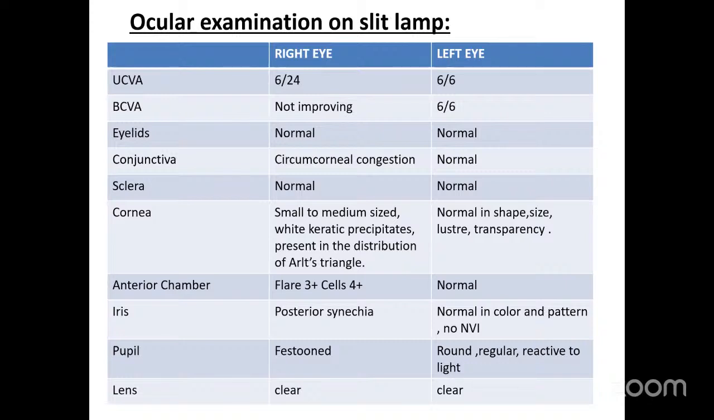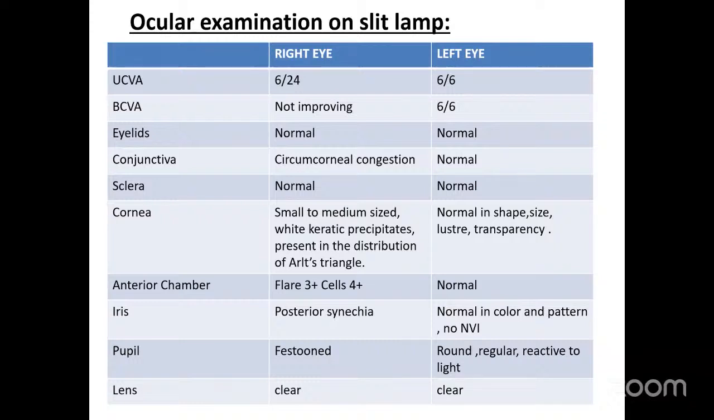Coming to the left eye examination, he has an uncorrected visual acuity of 6/6. The eyelids were normal, conjunctiva normal, everything else was normal in the left eye, correct? Yes, ma'am. Would you like to do any other investigations on the anterior segment, if the patient doesn't have too much pain? You have left out one or two important things. Yes, ma'am, I would like to do IOP measurement also for the right eye. Very good, very important.